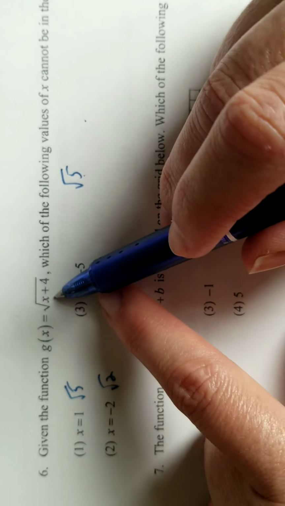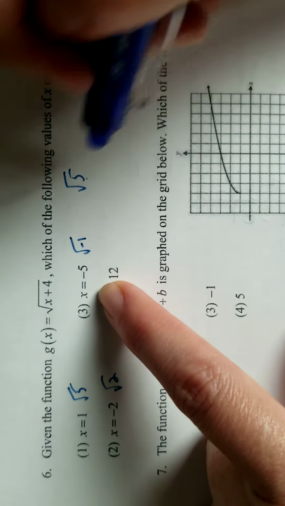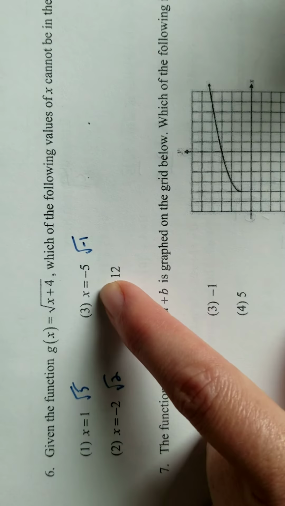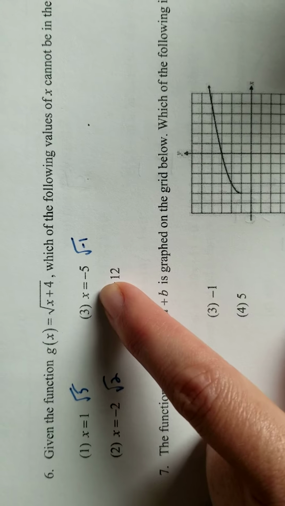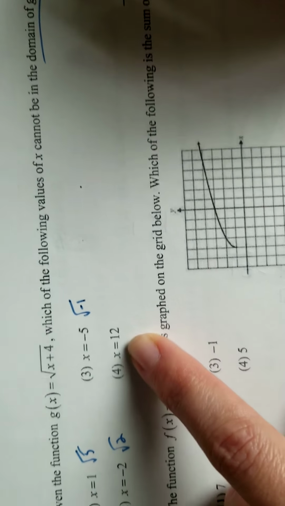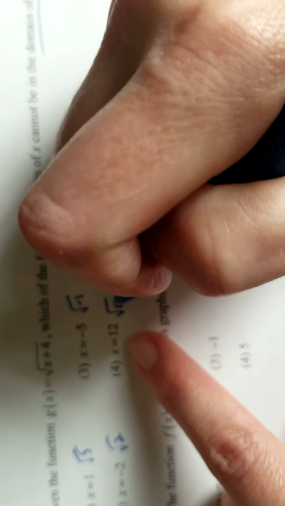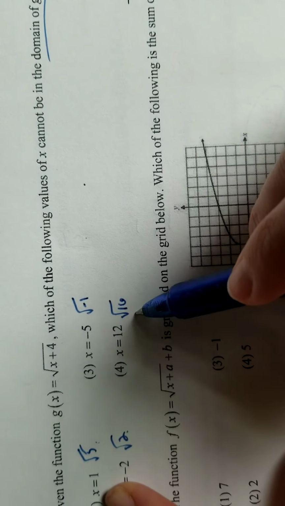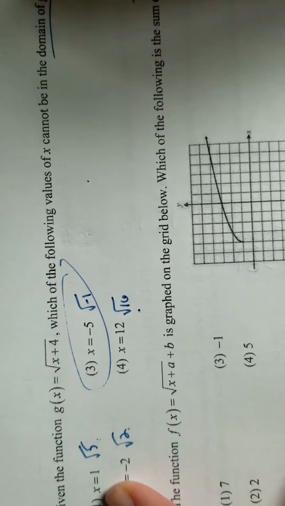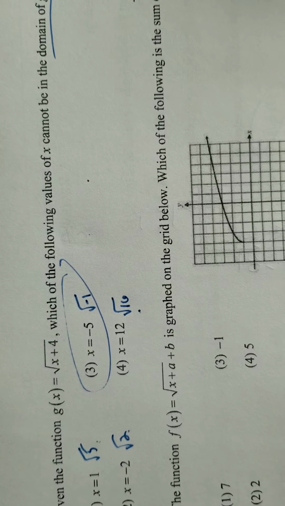If I plug in -5, -5 plus 4 gives me the square root of -1. We mentioned earlier in class that we do not want to have a negative underneath our radical. That gives us a non-real number. So that cannot be the domain of g. And if I plug in 12, 12 plus 4 gives me 16, and I can take the square root of 16. So all of these numbers have in common that they have positive numbers underneath. So 3 would be our answer. We just can't have a negative number underneath our radical.